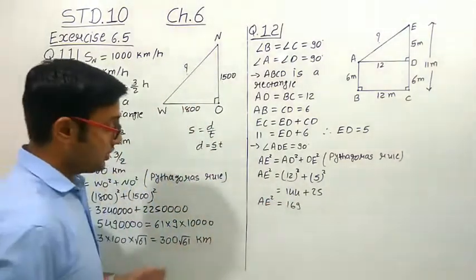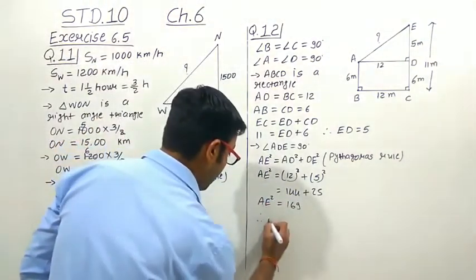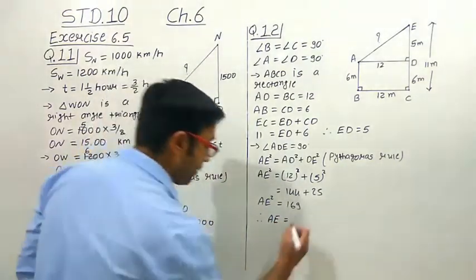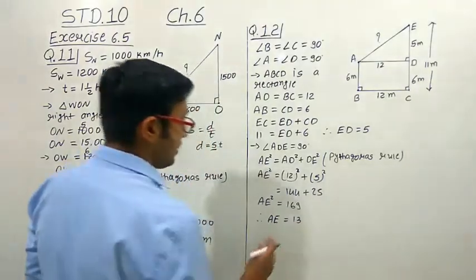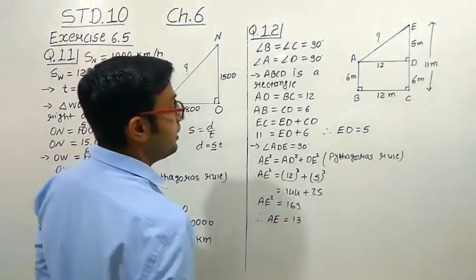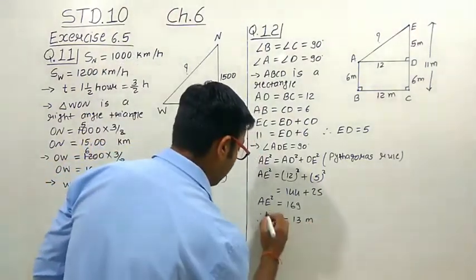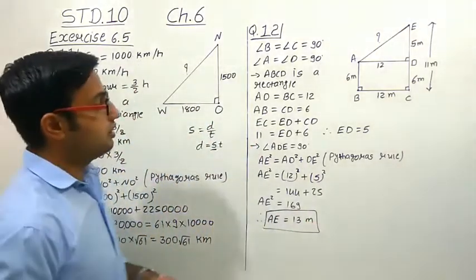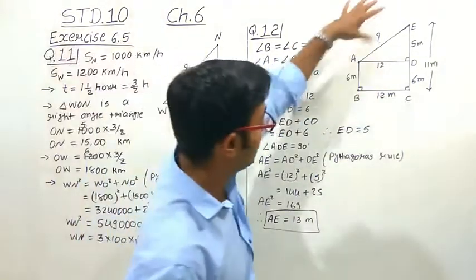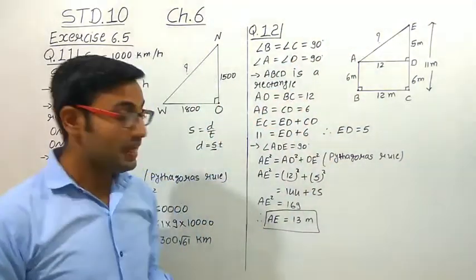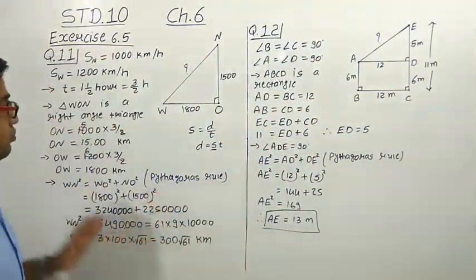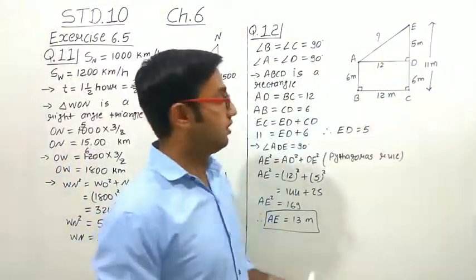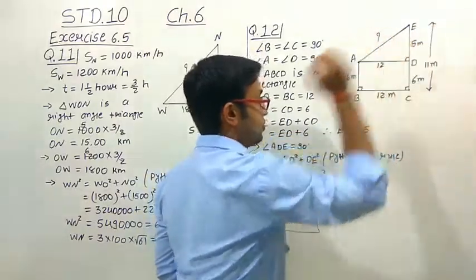So now let us take the square root on both sides. Therefore we are getting AE is equal to the square root of 169, which is a perfect square, 13. So AE we are getting is equal to 13, and the unit will be meters. So the distance between the tops of these two poles, AE, we are getting 13 meters. This is simple: we have to use the Pythagoras theorem, but first of all we have to understand how we can write down these dimensions.